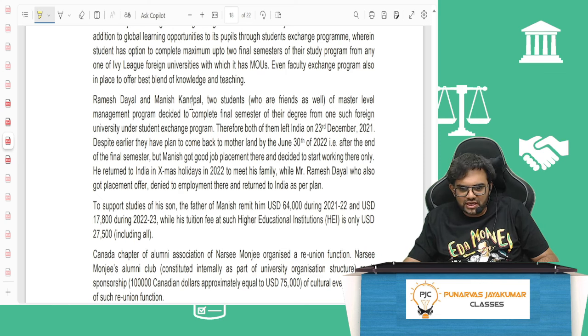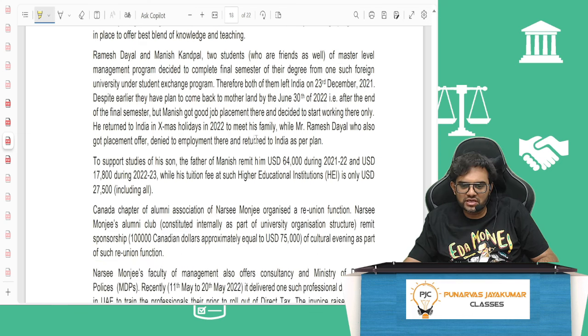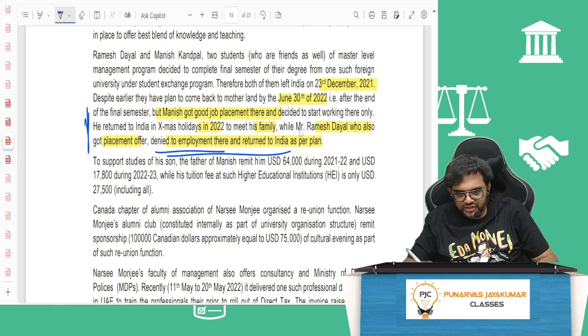Ramesh Dayal and Manish Kantpal, two students who are friends in a master level management program, decided to complete the final semester from one such foreign university. Both of them left India on 23rd December 21. Earlier they had planned to come back to the motherland by June 20th after the end of the final semester, but Manish got a good job placement there and started working there. He returned to India for Christmas holidays to meet his family, while Ramesh Dayal also got a placement offer, denied employment there and returned to India. So for him, Swades movie still had to happen. This guy returned before that.